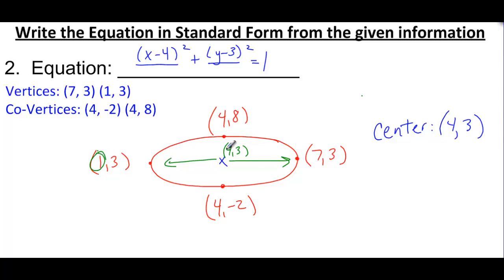I went from a 1 to a 4, which is 3. And if I go from a 4 to a 7, that's also 3. I like to double check to make sure they're both the same, to make sure my center is correct. Well, if a is 3, that means a squared is 9.